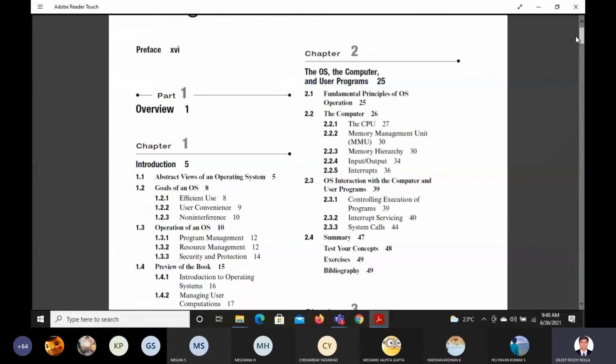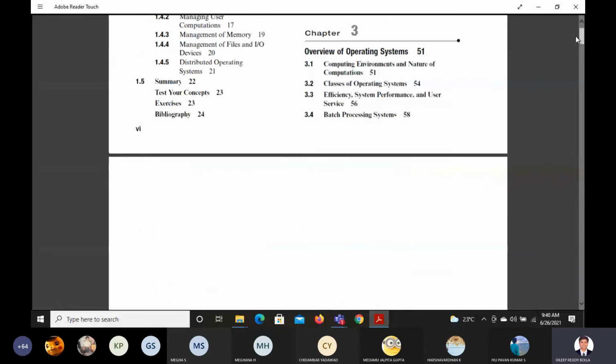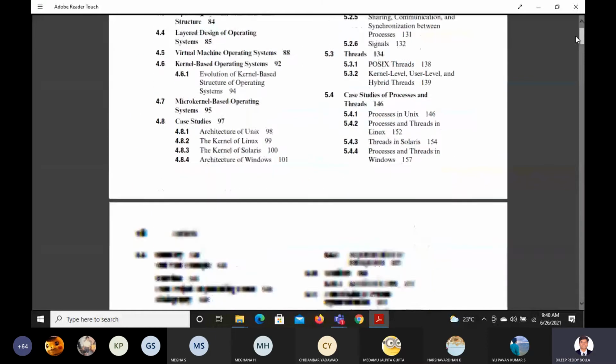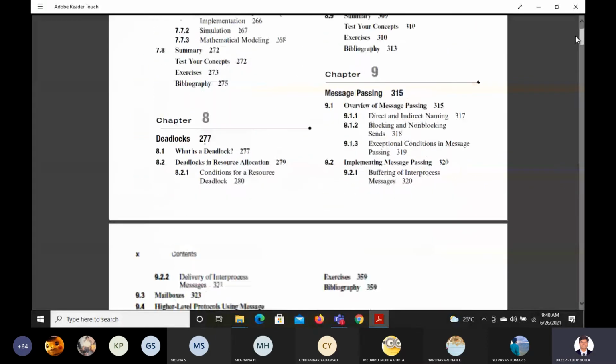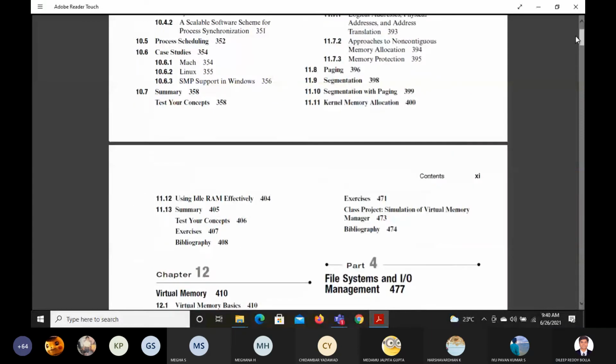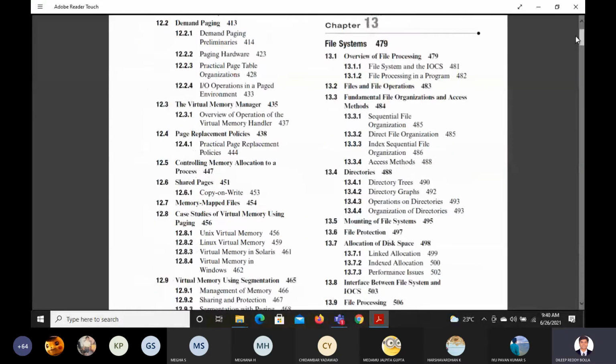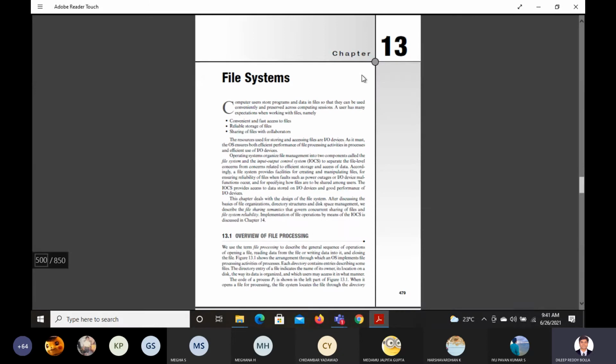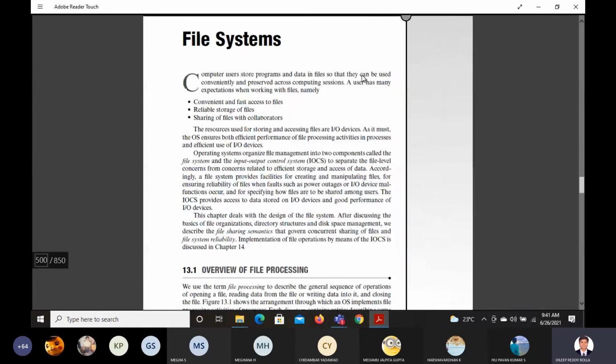For the fourth module you should read the 13th chapter. I will just show you. In the 13th chapter, first let us go with file systems, files and file operations. IOCS, where is that? Here, file system and IOCS. So this 13th chapter is file systems.